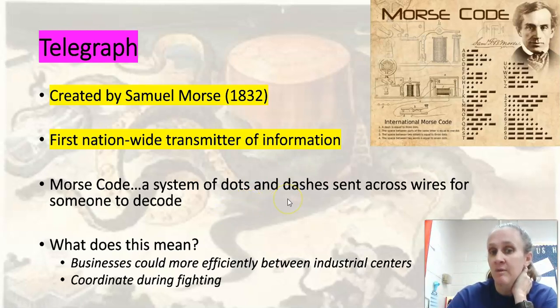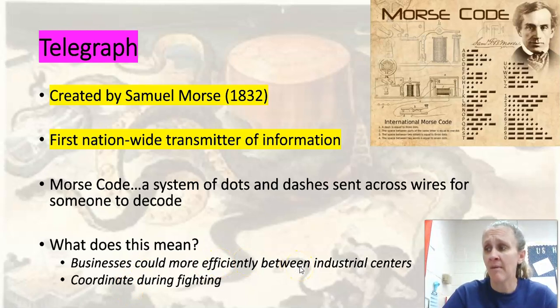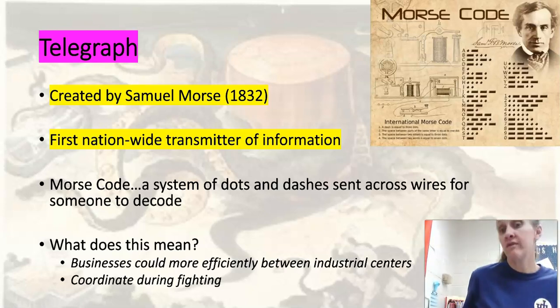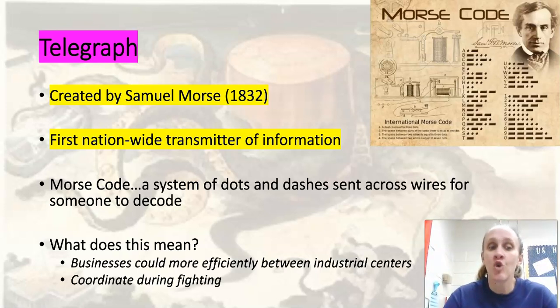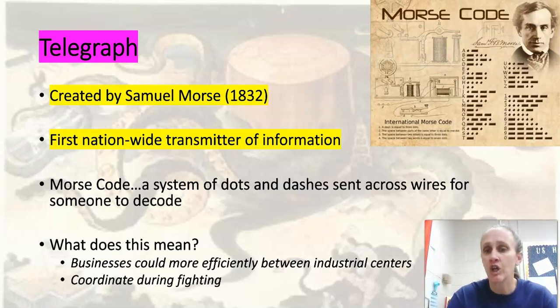Morse code is, like I said, a system of dots and dashes that's sent across wires for someone to decode. What does this mean for our country and for our infrastructure? Communication can happen between businesses across the country. So it's not like I have to send somebody on horseback with a letter. I don't have to have somebody walk or ride in a wagon. This can travel across the wires, across the country a lot faster than a person on horseback or on foot or wagon or even by railroad. You can also coordinate, like they did during the Civil War, coordinate fighting, find out where troops are, move your other troops. So it's going to change communication, which then changes our entire infrastructure.